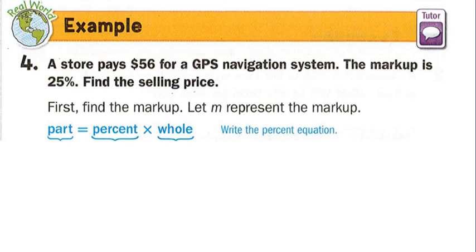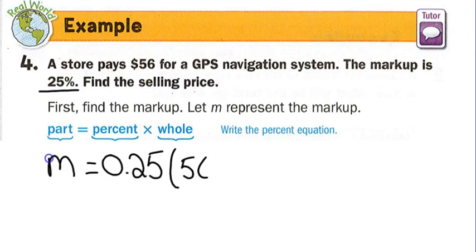First thing we're going to do is find the markup. We're going to let M represent the markup in this situation. So M is going to be the part. Then we're going to have our percent, which was our 25% markup, so we'll put that in as 0.25. And then what's the whole amount? Well, this is 25% of the $56 that we paid for it for the store. So we simply multiply those together. How much markup do we have? Well, we have a $14 markup.